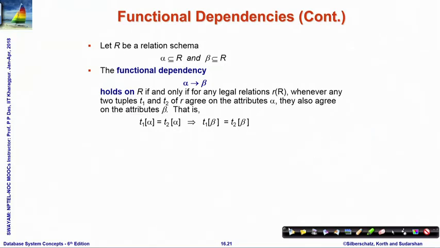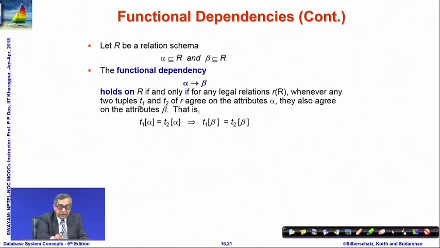Or in other words, if I have 2 tuples T1 and T2 and their values over the set of alpha attributes are the same, then necessarily the values over the set of beta attributes must be the same. And mind you, this is a design constraint. It is not just an incidental property, not just the fact that a particular instance of a schema satisfies this. When you say this is a functional dependency, all possible past, present and future instances of the schema must satisfy this.